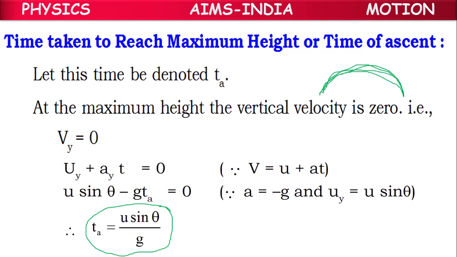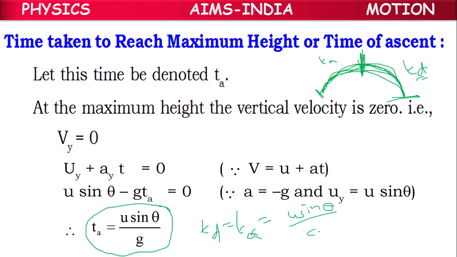But we have to remember one thing here. While going up to reach the maximum height, the time taken is called time of ascent. From the maximum height, for reaching the ground, the time taken is called time of descent, which is equal to time of ascent. Time of descent is also equal to u sin theta by g. So time of descent also equals u sin theta by g.